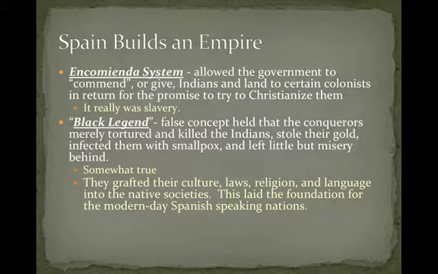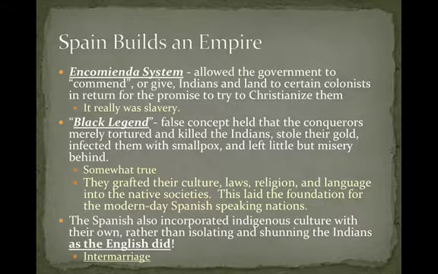We're also going to focus on something called the quote-unquote Black Legend. This is defined as this false concept that's going to hold that the conquerors merely tortured and killed the Indians, stole their gold, infected them with smallpox, and left little but misery behind. This is somewhat true. However, the Spaniards, or the conquerors, they also grafted a culture, laws, religion, and language into native societies that was based on their own Spanish culture. And essentially, this is going to lay the foundation for the modern day Spanish speaking nations of the world.